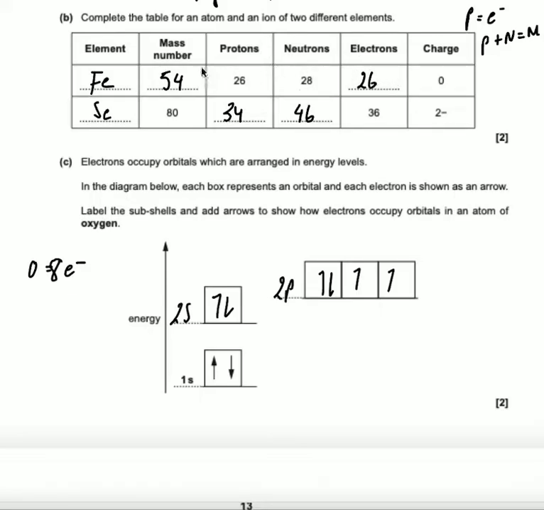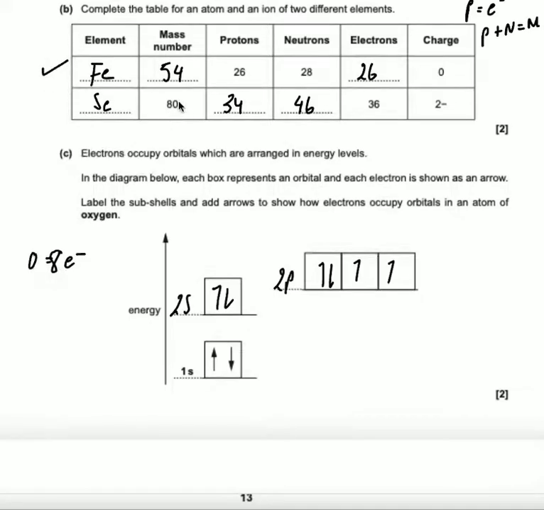Now, to get the mass number, we have to do the protons plus the neutrons to get 54, which is the mass number. And in order to work out what element this is, we can go to the periodic table and look at the proton number. And we should see that 26 will give us Fe. So that's the first row.